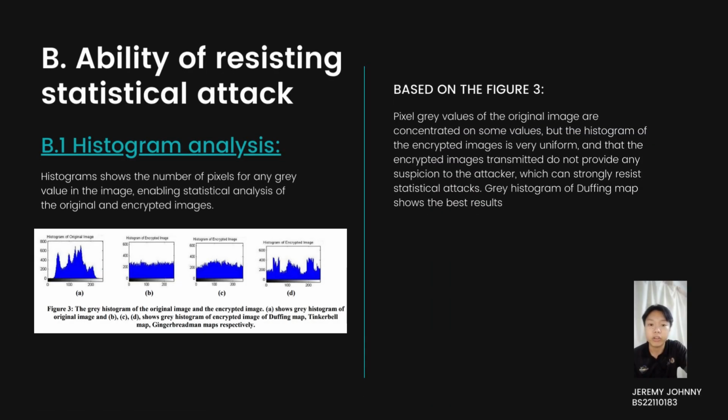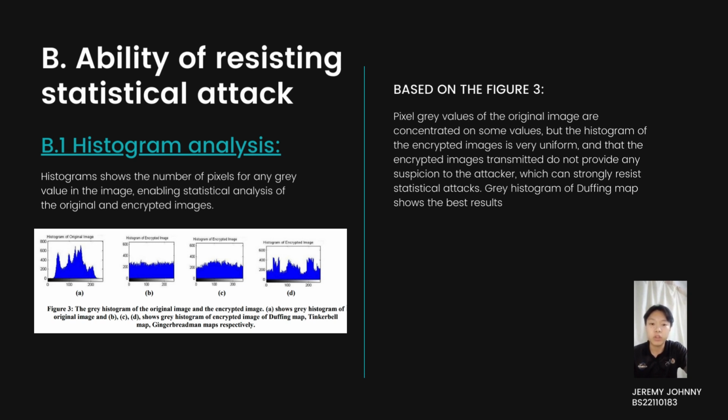Next one is ability of resisting statistical attack. In this part we'll elaborate on histogram analysis. A histogram shows the number of pixels for each gray value in the image, enabling statistical analysis of the original and encrypted image. Figure 3 shows the gray histogram of the original image and the encrypted images. A is the gray histogram of the original image, B is the gray histogram of Duffing map, C is the gray histogram of Tinkerbell map, and the last one, D, is the gray histogram of Gingerbread Man map.